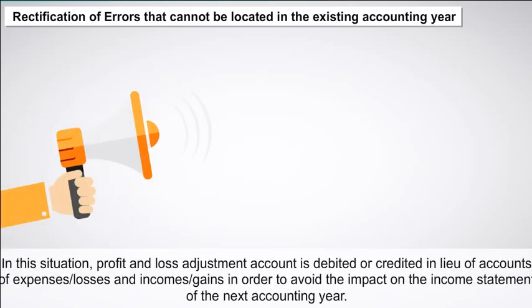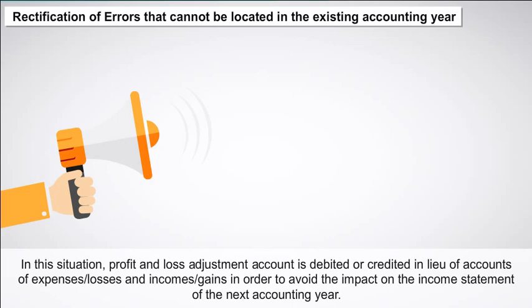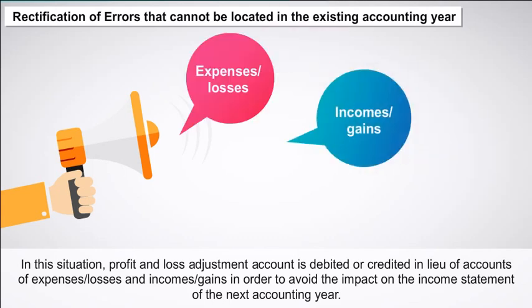In this situation, the profit and loss adjustment account is debited or credited in lieu of accounts of expenses or losses and incomes or gains in order to avoid the impact on the income statement of the next accounting year.